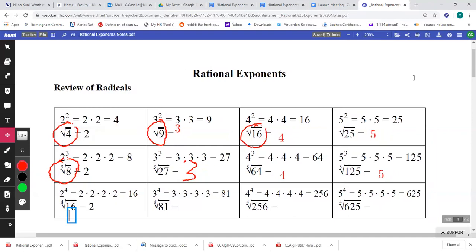So here, I have the fourth root of 16. So you're asking yourself, what number multiplied by itself 4 times is 16? Well, that's 2, because 2 times 2 times 2 times 2 is 16. So 3 to the fourth power is 3 times 3 times 3 times 3, that's 81. So the fourth root of 81, it's asking what number multiplied by itself 4 times is 81. That's 3. If 4 times 4 times 4 times 4 is 256, then the fourth root of 256 is 4. And then the fourth root of 625, if 5 times 5 times 5 times 5 is 625, then the fourth root of 625 would just be 5.